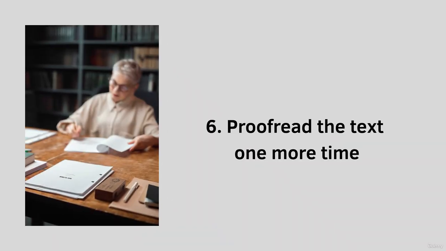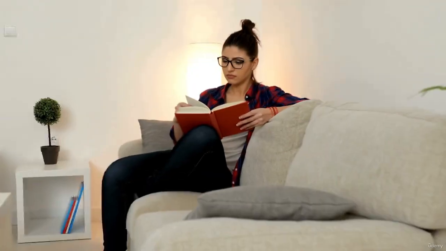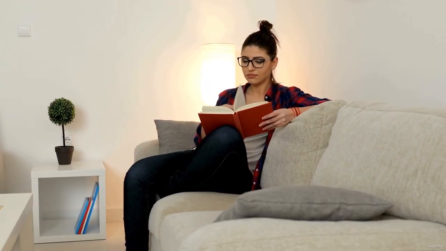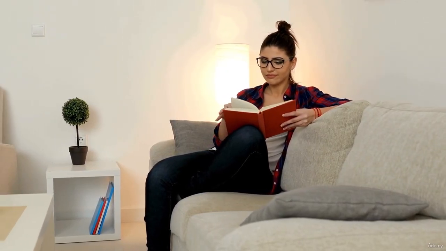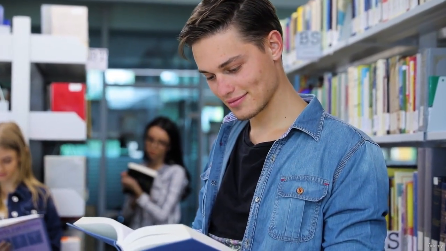6. Proofread the text one more time. Proofread again to catch typos, missing words, or other surface-level mistakes. Spell checkers are helpful, but not foolproof. One good technique is to read the text backwards, which forces your brain to notice issues it might otherwise skip due to familiarity with the content.